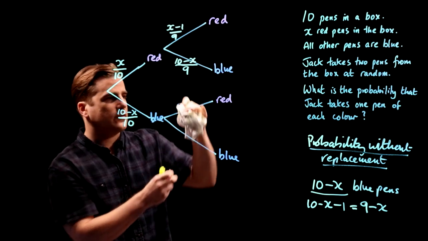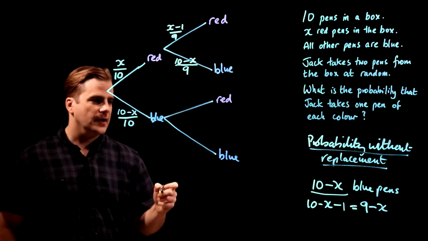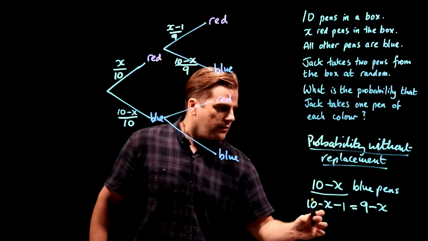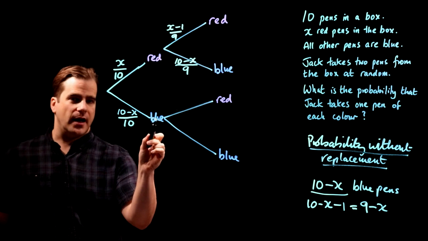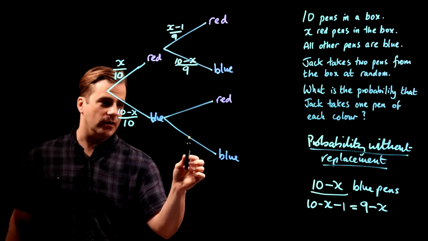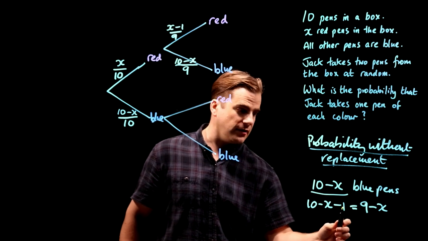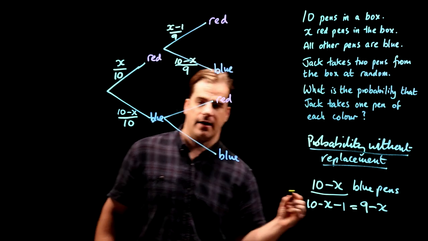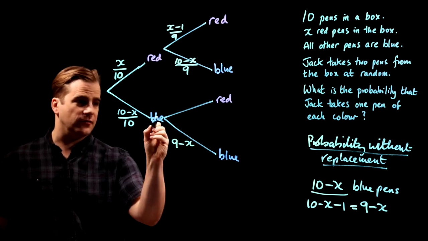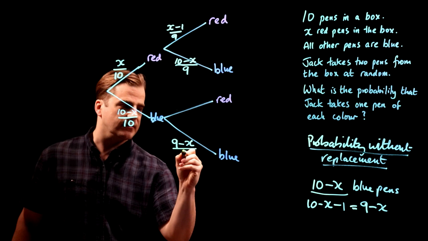I was fixated on blue pens. Okay, right, so for some reason I'm doing this one before that one, but let's do it that way. He's already chosen a blue pen, so how many blue pens are left in the box? There were 10 minus x blue pens initially, so now there's 10 minus x minus one blue pens. There are now nine minus x blue pens in the box if you've already chosen a blue pen. So the probability of choosing another blue pen is nine minus x over nine.